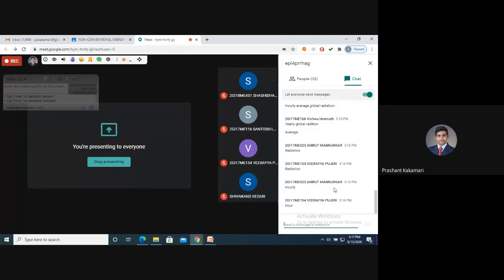Then Hg bar. See, this is how online classes are going. Yes, daily global radiation. Hourly global radiation is Ig. Bar means average, you have to write. If you say monthly average daily global radiation, that becomes Hg bar. If you say monthly average hourly global radiation, that becomes Ig bar. Did everyone understand this? Of 30 members, only 4 are replying.